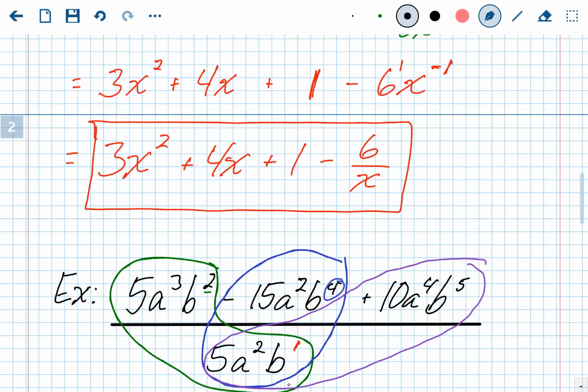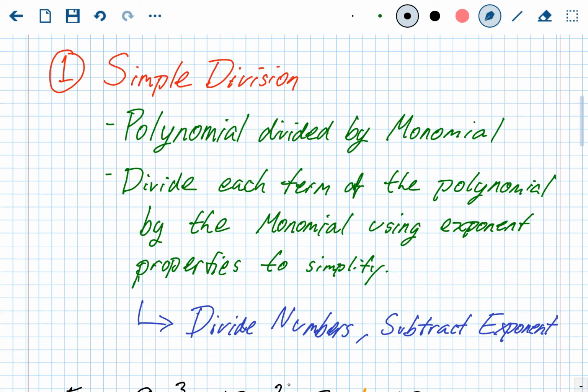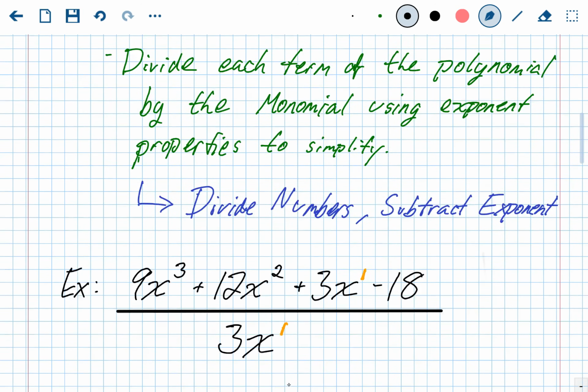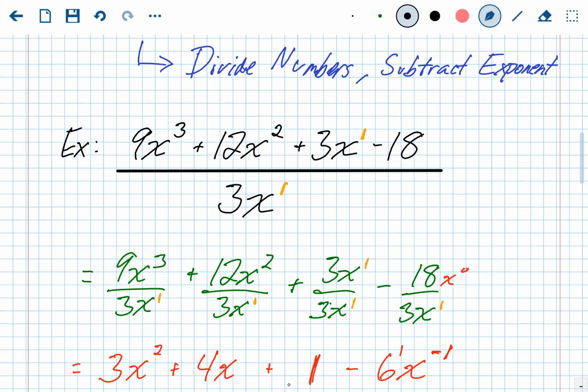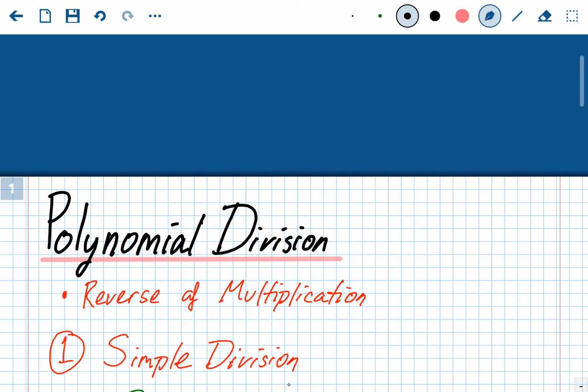It was a simple division, and in the simple division all we're doing is dividing each term of the polynomial on top by the monomial, and then using your exponent properties to simplify. So if there's 4 terms on top, you're going to be doing 4 divisions. And that's polynomial division. That's the last operation that we're going to be doing with polynomials. And we'll be dealing with all these operations again in the future. So make sure you know them. Division, multiplication, addition, subtraction. You got to know all of them.